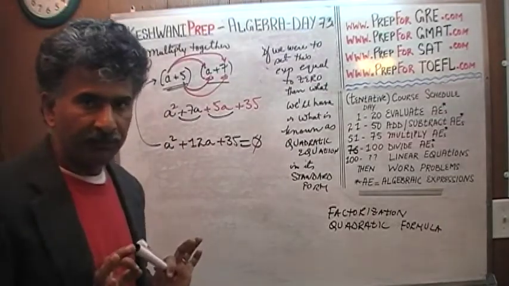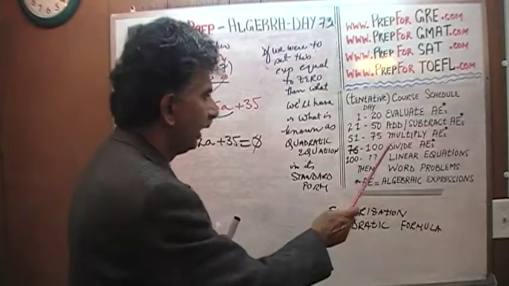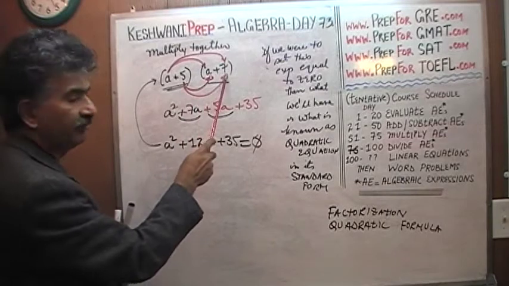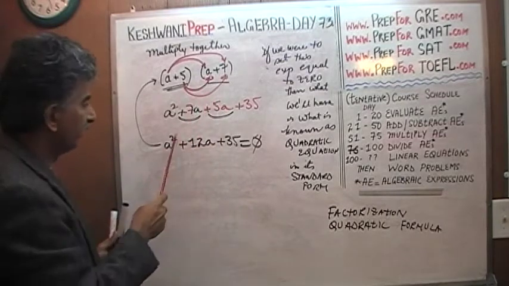Our job today was simply to learn how to multiply algebraic expressions. This was an expression, a plus 5. This was another expression, a plus 7. We have multiplied them, and this is the result.